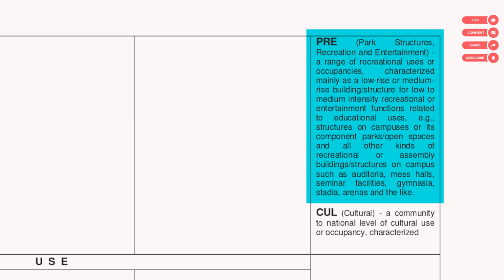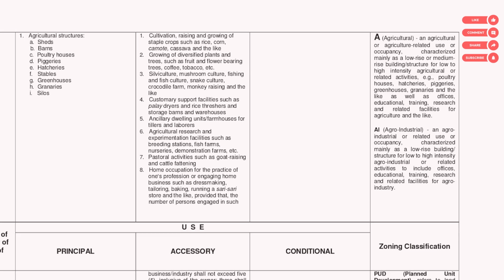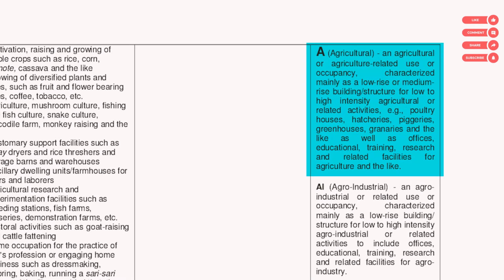PRE, parks, recreation, entertainment. So it's zoned for recreational functions, like parks and other public parks, is at the minimum of PRE. Cultural is cultural use, cultural zone. So mga lupa, nagagamit for cultural uses. Okay? A is agricultural. Obviously, lands intended for agricultural use. So mga farmland, but not just farmland. Nakalagay dito, even agricultural lands can be used for the construction of office buildings and other buildings for research and training. Just agricultural research and training.